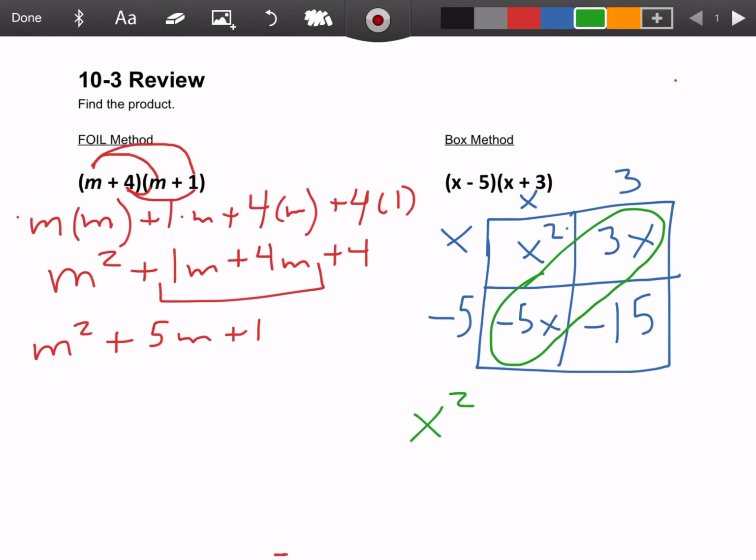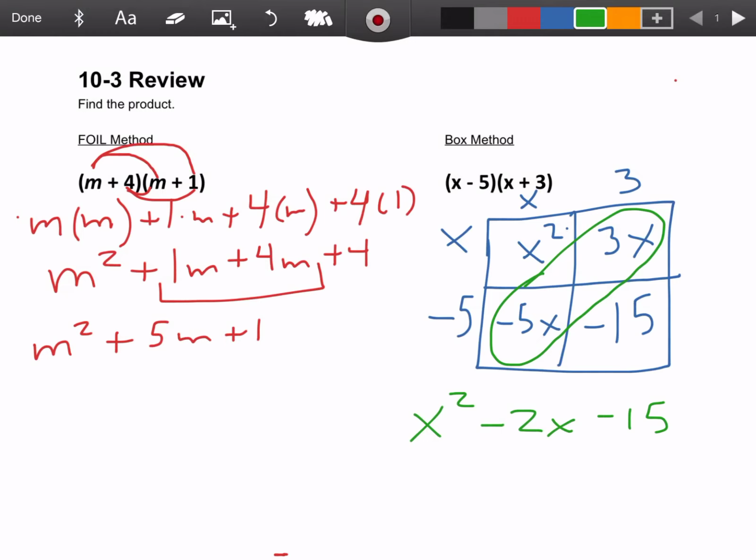So we do x times x, which would be x squared. We have x times 3, that would be 3x. We have negative 5 times x, that would be negative 5x. And then we have negative 5 times 3, that would be negative 15.